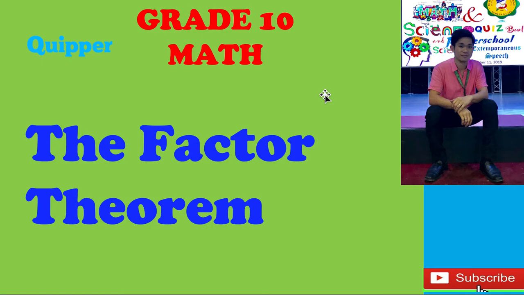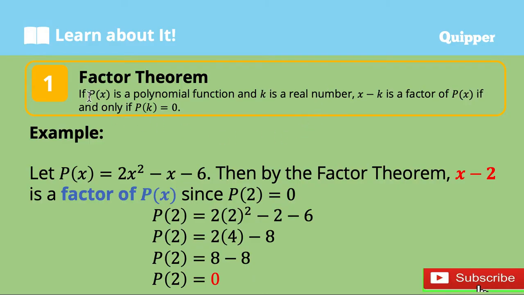In today's video, you will learn the factor theorem. Let's start. The factor theorem states that if p of x is a polynomial function and k is a real number, then x minus k is a factor of p of x if and only if p of k is equal to 0. The idea of the factor theorem is that when you divide a certain polynomial by a given divisor, which is also a polynomial, the remainder is equal to 0. Or if there is no remainder, automatically, that divisor is a factor of p of x.